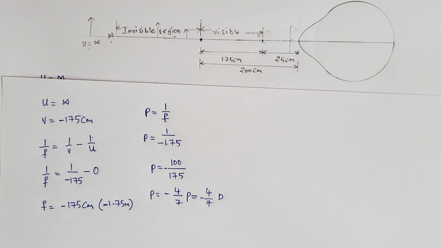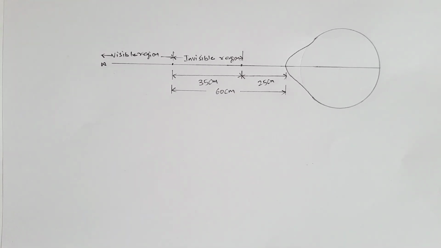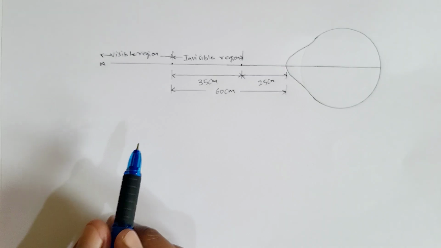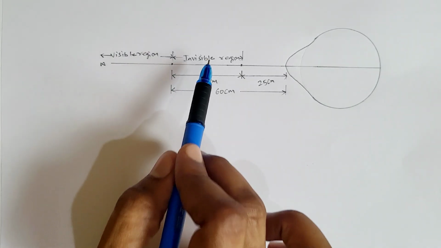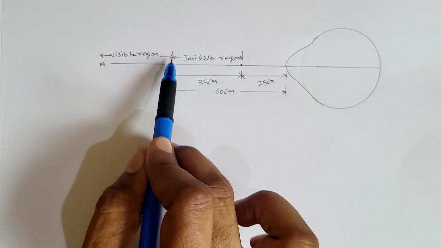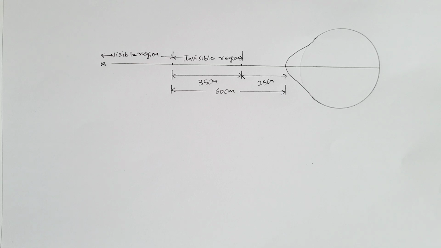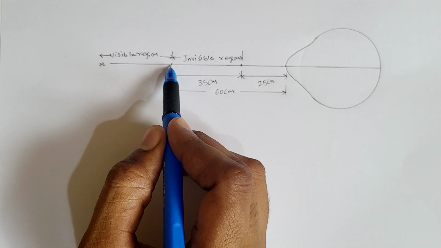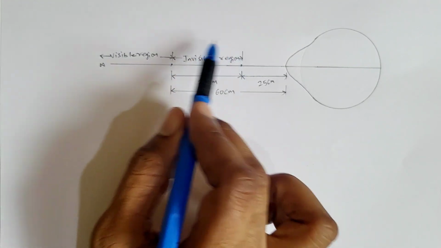Now let us go to the next one, that is hypermetropia. What is hypermetropia? Hypermetropia means far-sightedness. Far-sightedness means what? The person suffering with hypermetropia will be able to see things which are placed far away, but will not be able to see things which are placed nearby. You place an object at infinity, he will be able to see. But if you place the object nearer than 35 centimeters, nearer than 50 centimeters, he will not be able to see.